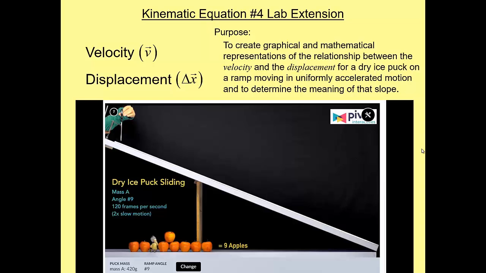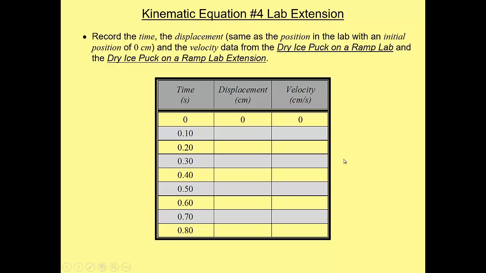So if you have your lab sheet out and you've got your lab and lab extension from the earlier part of the unit, we can start to use that data to develop a relationship between velocity and displacement. So, first thing we need to do here is I need you to go back and look at your dry ice puck on a ramp lab and your dry ice puck on a ramp lab extension, and I need you to pull out the data that you found in your Pivot Interactives. You don't need to redo the Pivot Interactive, hopefully, if you still have the lab sheets. You just have to write everything in.